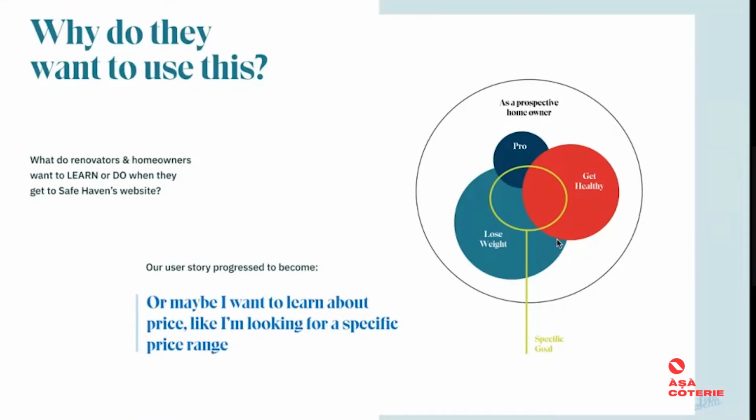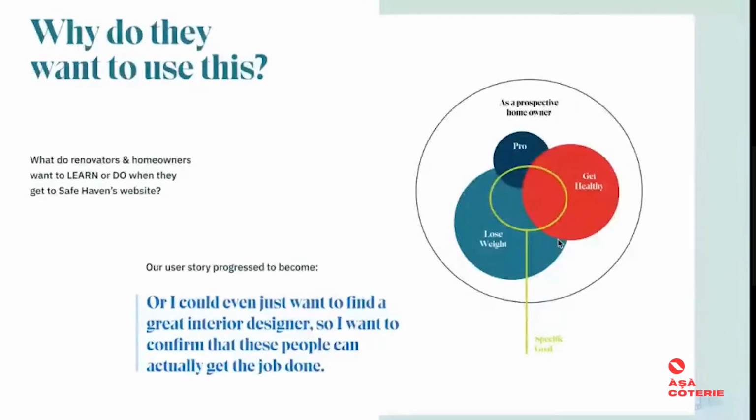Like I'm looking for a specific price range, and I just want to see, oh, this is an interior decor site, so it probably has information like that. And a third one could be, I even just want to find a great interior designer so that I can confirm that these people can actually get the job done. Either way, we can go on and on.